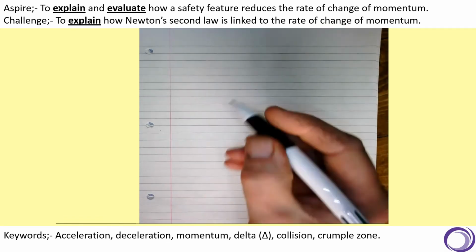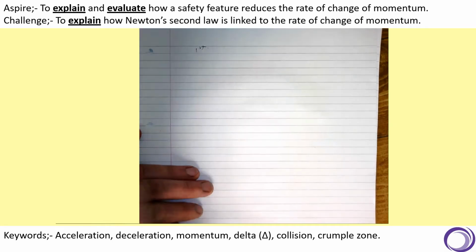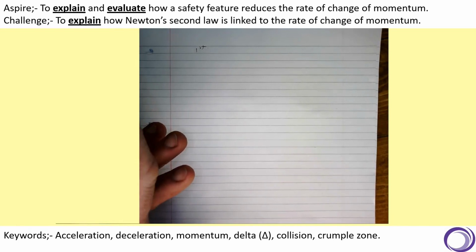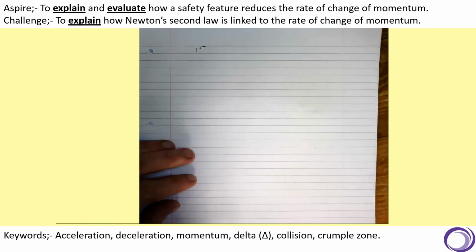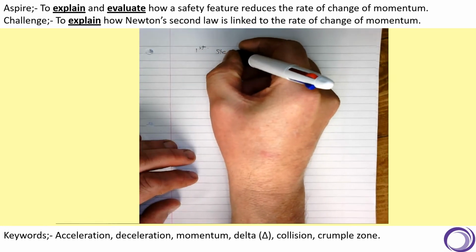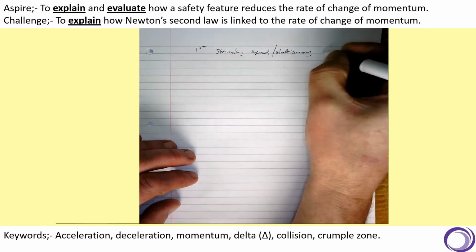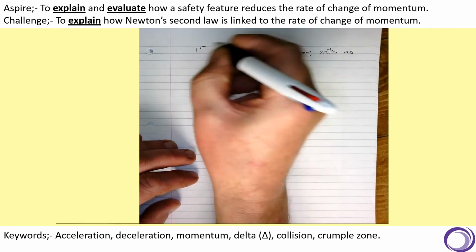We'll take the opportunity now just to look at Newton's 3 laws again and make sure that we remember them. Newton's first law says that every body continues in a state of rest, so everything will just stay still, or in a state of motion in a straight line, so moving at a steady speed in a straight line, unless acted upon by some external force. So unless you've got a force, a body will either stay as it is, stationary, or stay moving at a steady speed. So we'll just write steady speed or stationary with no overall force. Newton's first law.